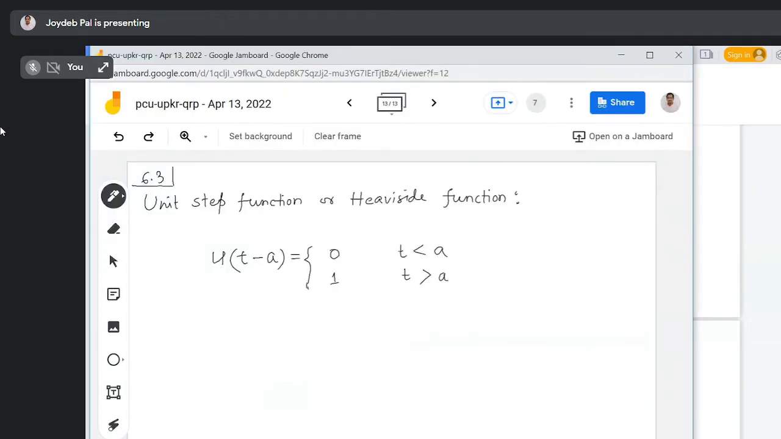Okay, u(t minus a) has value 0 for t less than a, and value 1 for t greater than a. And here a should be greater than or equal to 0.